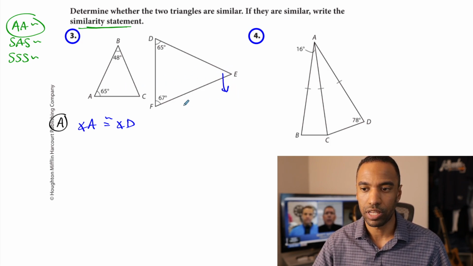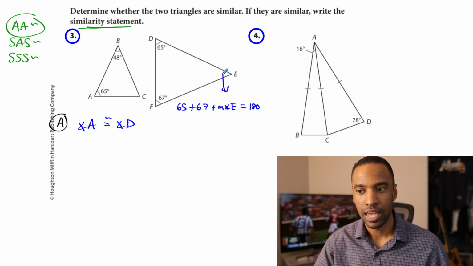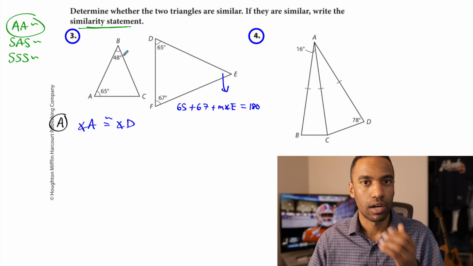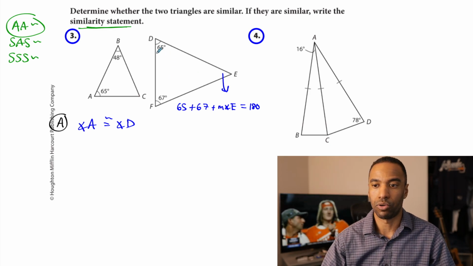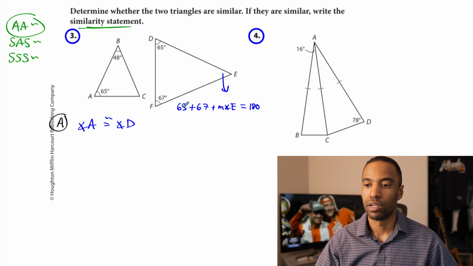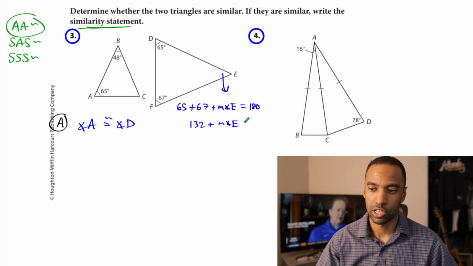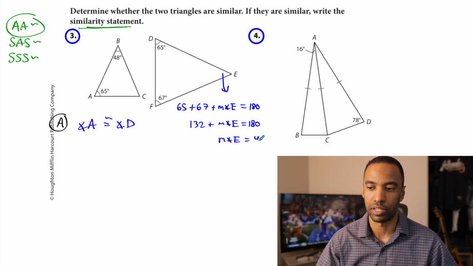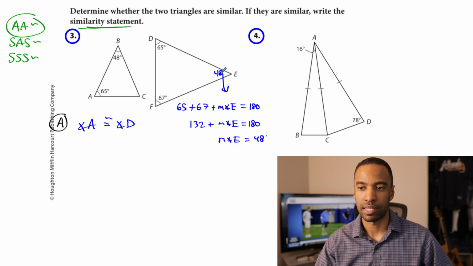Let's find the measure of angle E by saying if I add 65 with 67 with the measure of angle E, that should be 180 degrees. Now, my hope is that the measure of angle E is 48, because if I want to make them similar, that's the only other angle that can make this work. So 65 plus 67 is 132, and if I subtract 132 from 180, I am going to get 48 degrees right there. So the measure of angle E is 48 degrees.